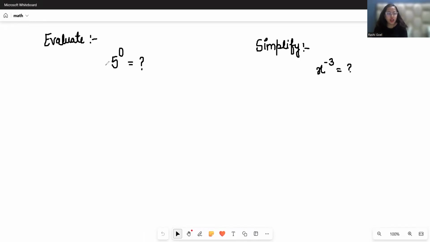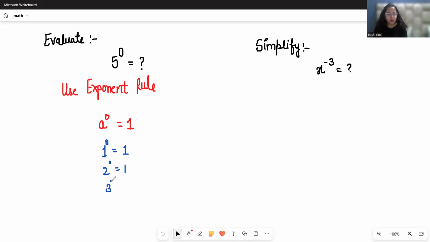Evaluate 5 power 0. We are going to use the exponent rule: a power 0 is equal to 1. Whether it's 1 power 0, 2 power 0, or 3 power 0, it is 1. So 5 power 0 is also 1. I hope it's clear.